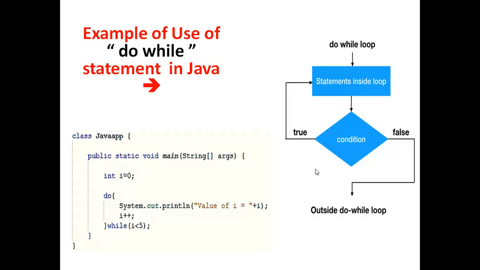That is, i is not less than 5. At this time, the loop will not be executed and the compiler will move outside the loop, and in this way the do while statement is executed.